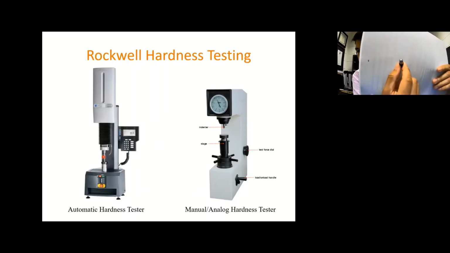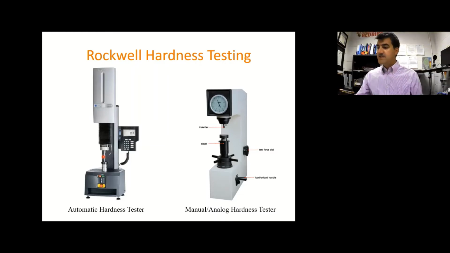Here is the indenter for the Rockwell B, and I don't know if you can see it, but at the tip of this indenter, there is a little ball. It's a 1/16 inch diameter ball, and that is the indenter that is used for the Rockwell B scale.